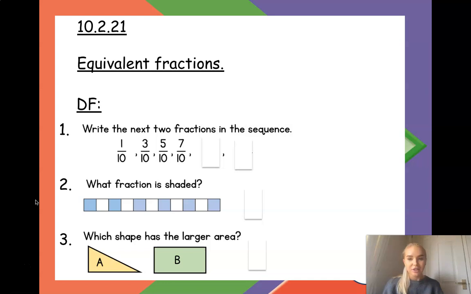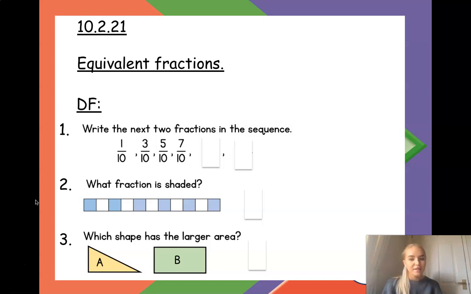We are going to continue looking at equivalent fractions today, but we are going to be using something called a fractions rule to help us decide and figure out which fractions are equivalent. To start with, I have your daily fluency questions. Can you please spend no more than 3 minutes? Write down your answers on a piece of paper, please. Off you go.